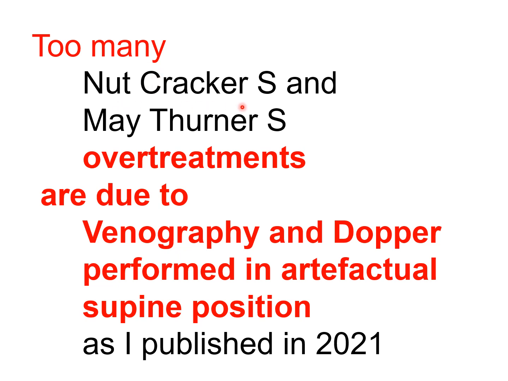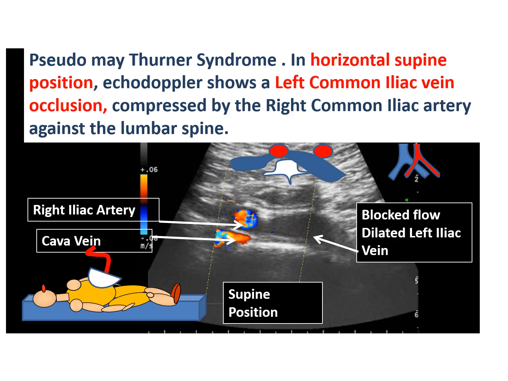Too many nutcracker and May-Thurner syndrome over-treatments are due to venography and Doppler performed in an artifactual supine position, as I published in 2021. Pseudo-May-Thurner syndrome. In a horizontal supine position, echodoppler shows a left common iliac vein occlusion compressed by the right common iliac artery against the lumbar spine. Here, with the block, dilated left iliac vein.